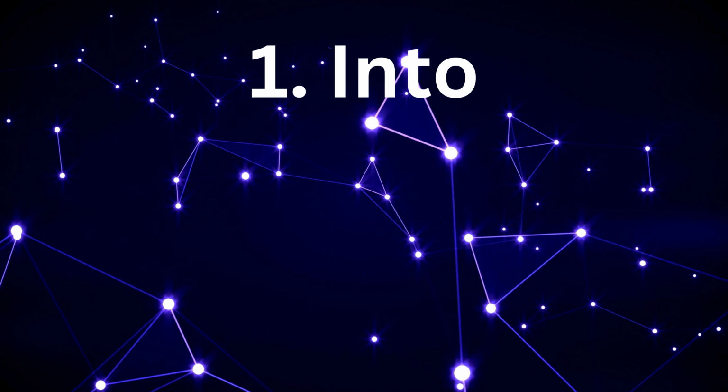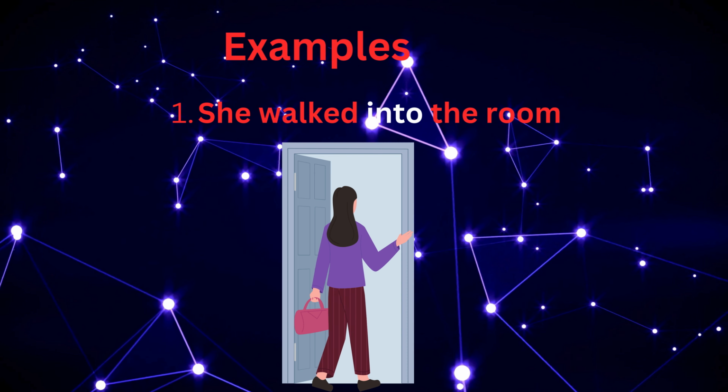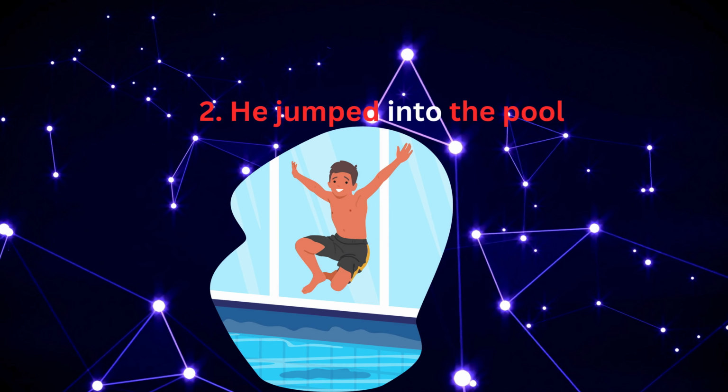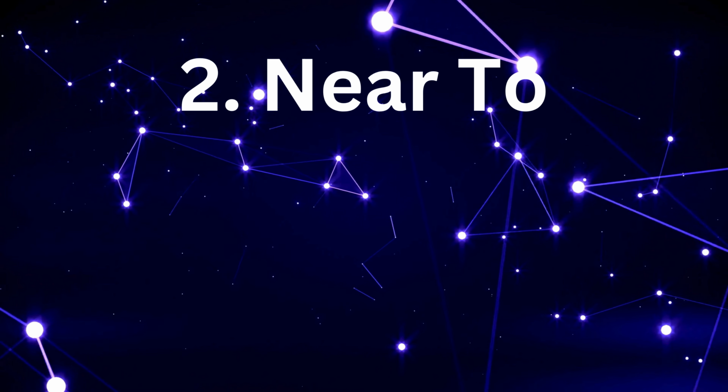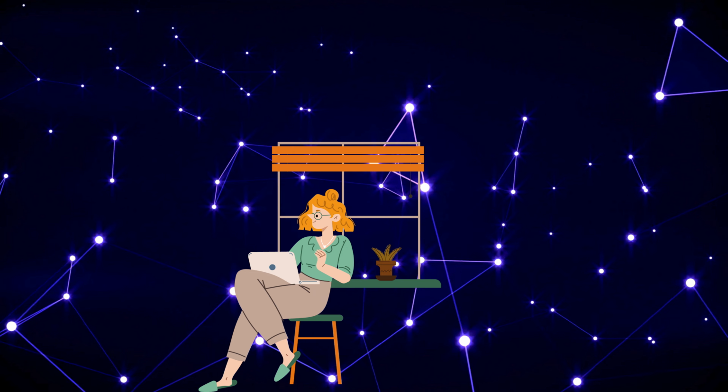Into: movement towards the inside, used to indicate direction. Example, she walked into the room. He jumped into the pool. Near to: close to something, used to indicate proximity. Example, the school is near to the hospital. She sat near to the window.